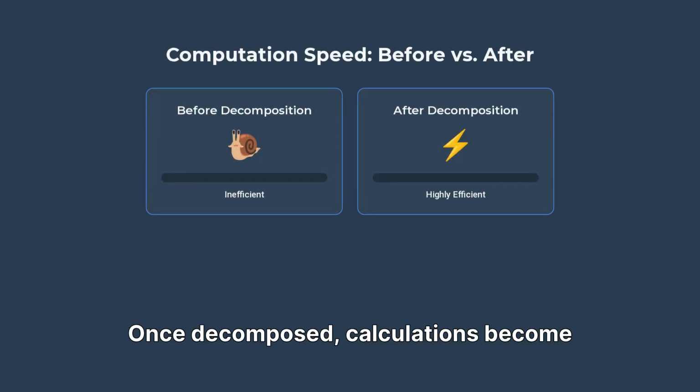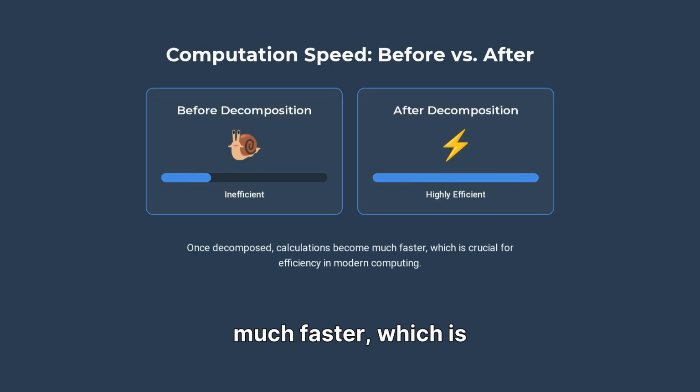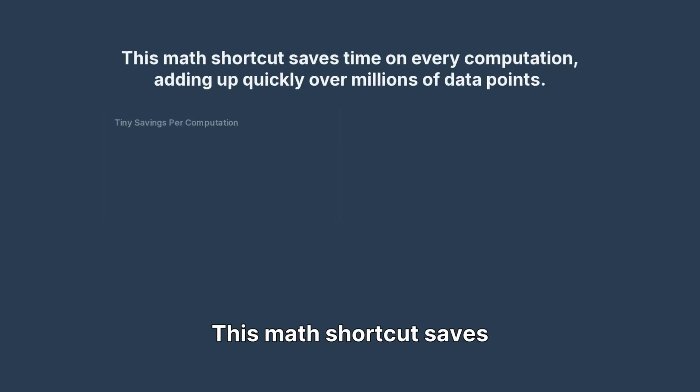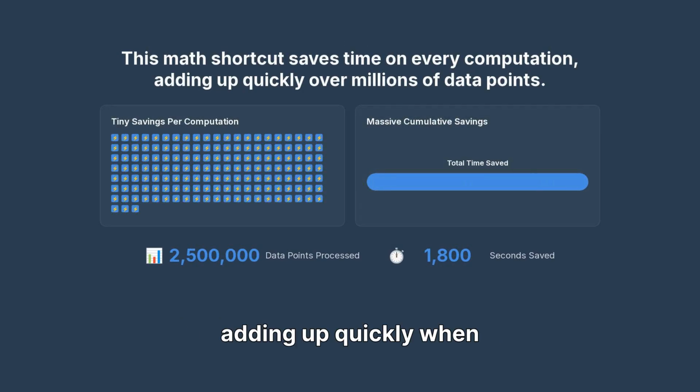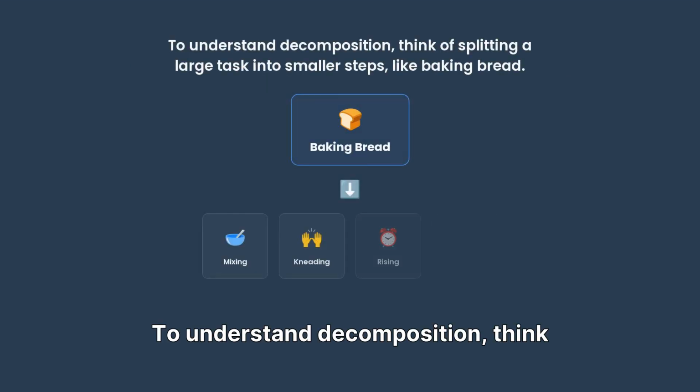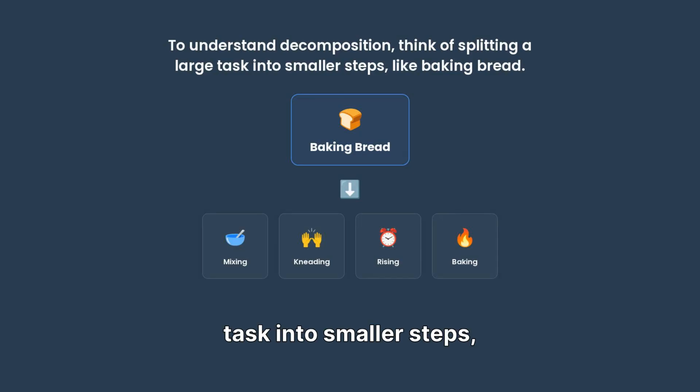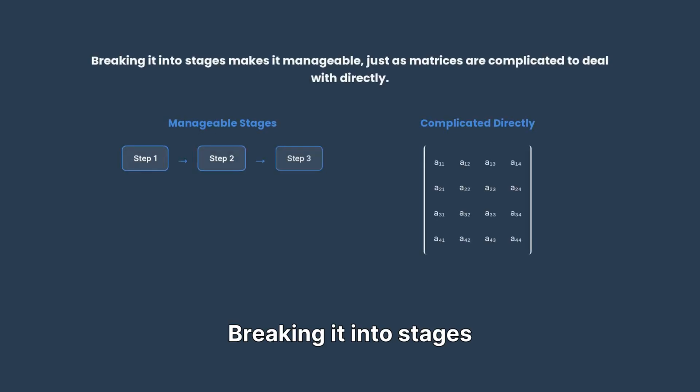Once decomposed, calculations become much faster, which is crucial for efficiency in modern computing. This math shortcut saves time on every computation, adding up quickly when processing millions of data points. To understand decomposition, think of splitting a large task into smaller steps, like baking bread. Breaking it into stages makes it manageable, just as matrices are complicated to deal with directly.